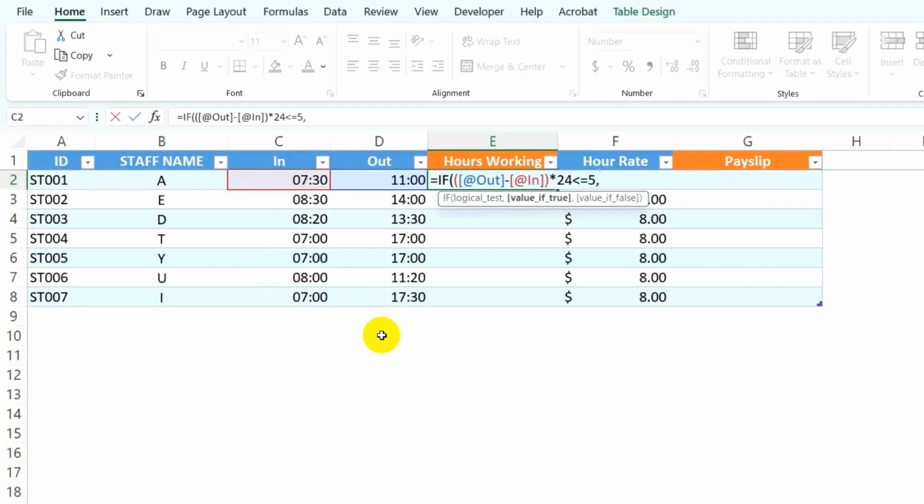Next, comma and open parentheses. After, click time out, minus sign, and click time in. Close parentheses and multiply 24. Comma and open parentheses, and click on time out and minus time in. Close parentheses and multiply 24. Close parentheses again and one more parentheses on here. Next, type minus sign and number 1 and close parentheses and enter.